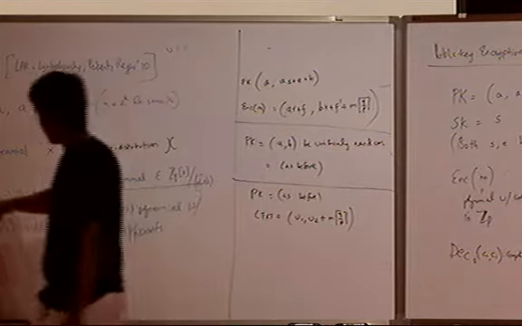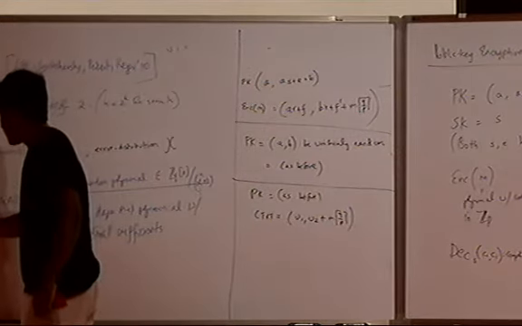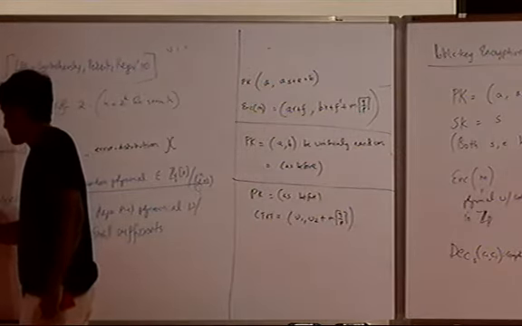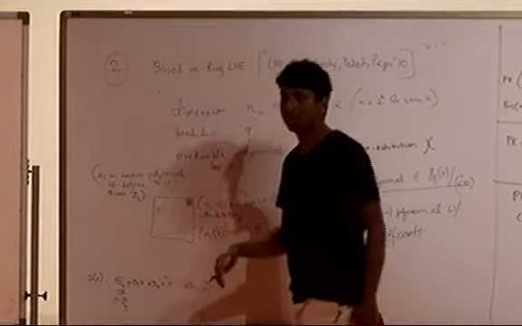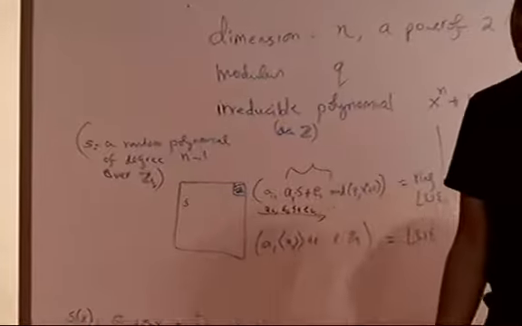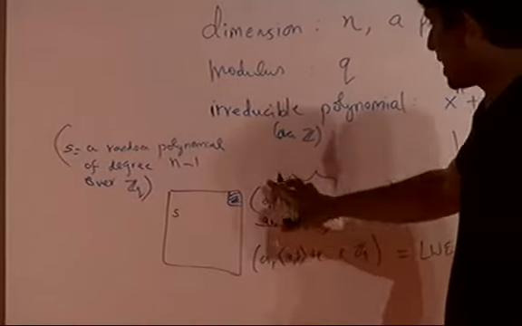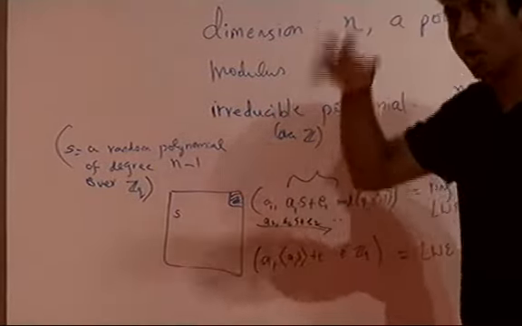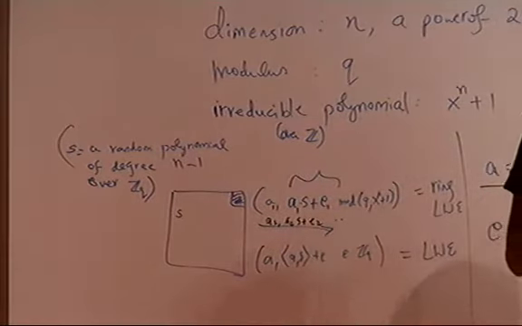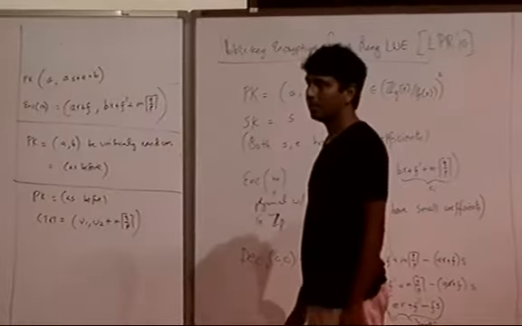And in fact, I get not just one A, but I get A1 S plus E1, and A2 S plus E2, and so forth. So if I get polynomially many samples of this form, I can't distinguish it from a sequence of samples where the right-hand side is all uniformly random and independent. Okay, so that's what the ring theory assumption is. So that is the scheme. Okay. Good.